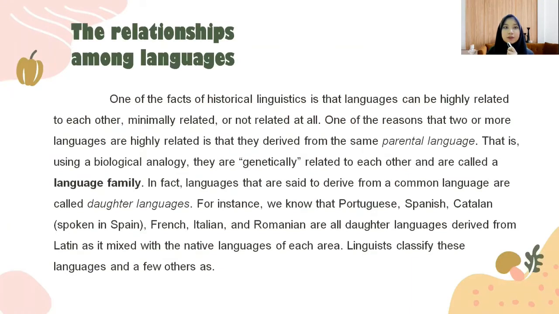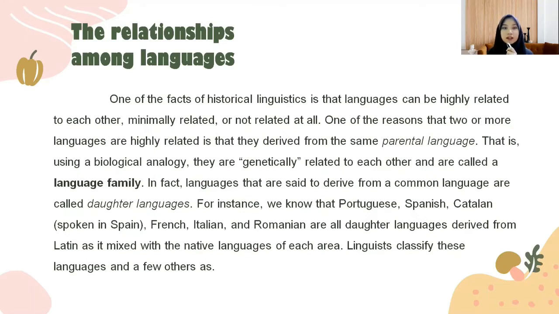The relationship among languages. One of the facts of historical linguistics is that languages can be highly related to each other, minimally related, or not related at all. One of the reasons that two or more languages are highly related is that they derived from the same parental language. That is, using a biological analogy, they are genetically related to each other and are called a language family.